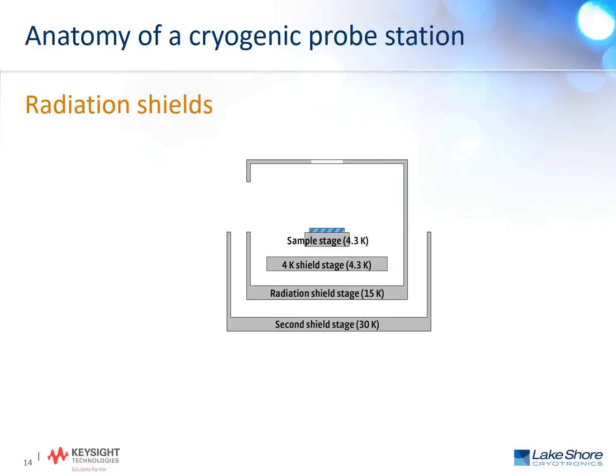In order to keep that device temperature at a well-known value, a lot of things have to go around the sample stage. The first of those is actually our radiation shields. So we surround the sample stage with a series of radiation shields, reducing the radiative heat load that a device sees. It's critical in order to maintain that device temperature while we're doing temperature-dependent characterization.